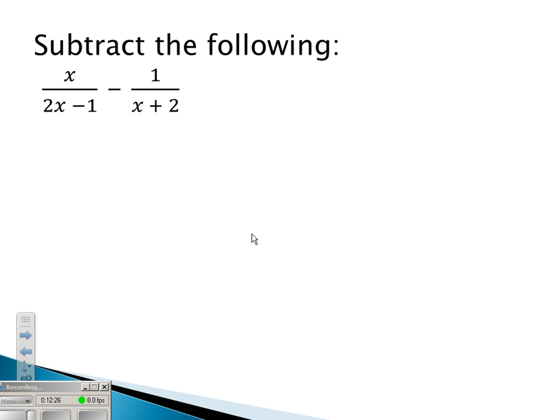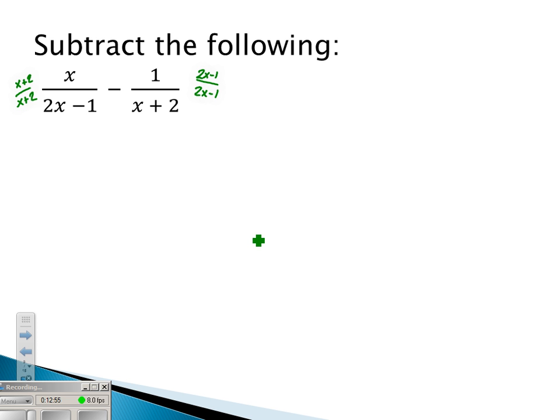This one is a subtraction problem. So recall what we were just reviewing. You need to have a common denominator. Right now our denominators are not the same, so you are going to have to make them so they are. So this first fraction, you're going to have to multiply by x plus 2 over x plus 2. The second fraction, you're going to have to multiply by 2x minus 1 over 2x minus 1, because our common denominator is going to be 2x minus 1 times x plus 2.